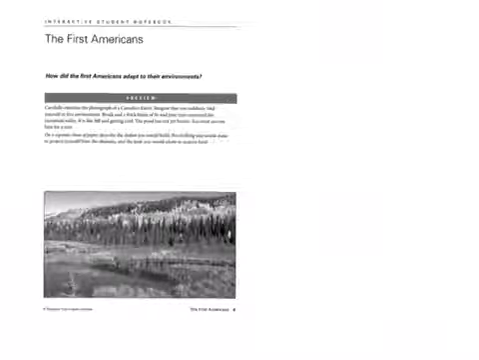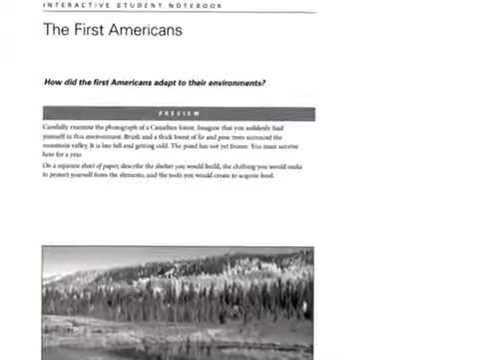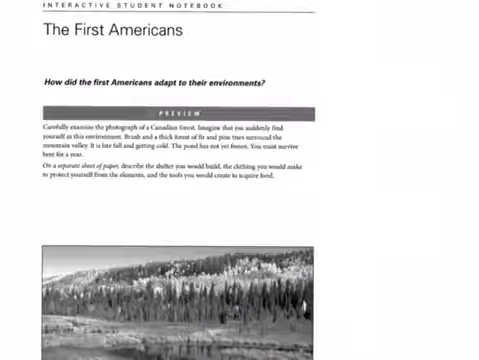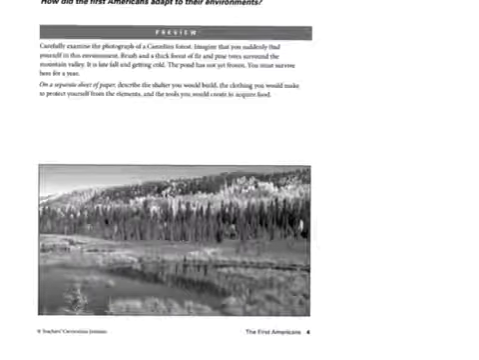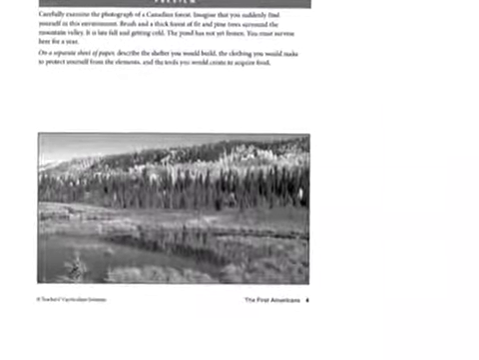what I want you to do now is, looking at page 1 that I've assigned you for tonight as homework, carefully examine the photograph of a Canadian forest. Imagine that you suddenly find yourself in this environment. Brush and thick forest of fir and pine trees surround the mountain valley. It is late fall and getting cold. The pond has not yet frozen. You must survive here for a year. On a separate sheet of paper, describe the shelter that you would build, the clothing that you would make to protect yourself from the elements, and the tools that you'd create to acquire food.